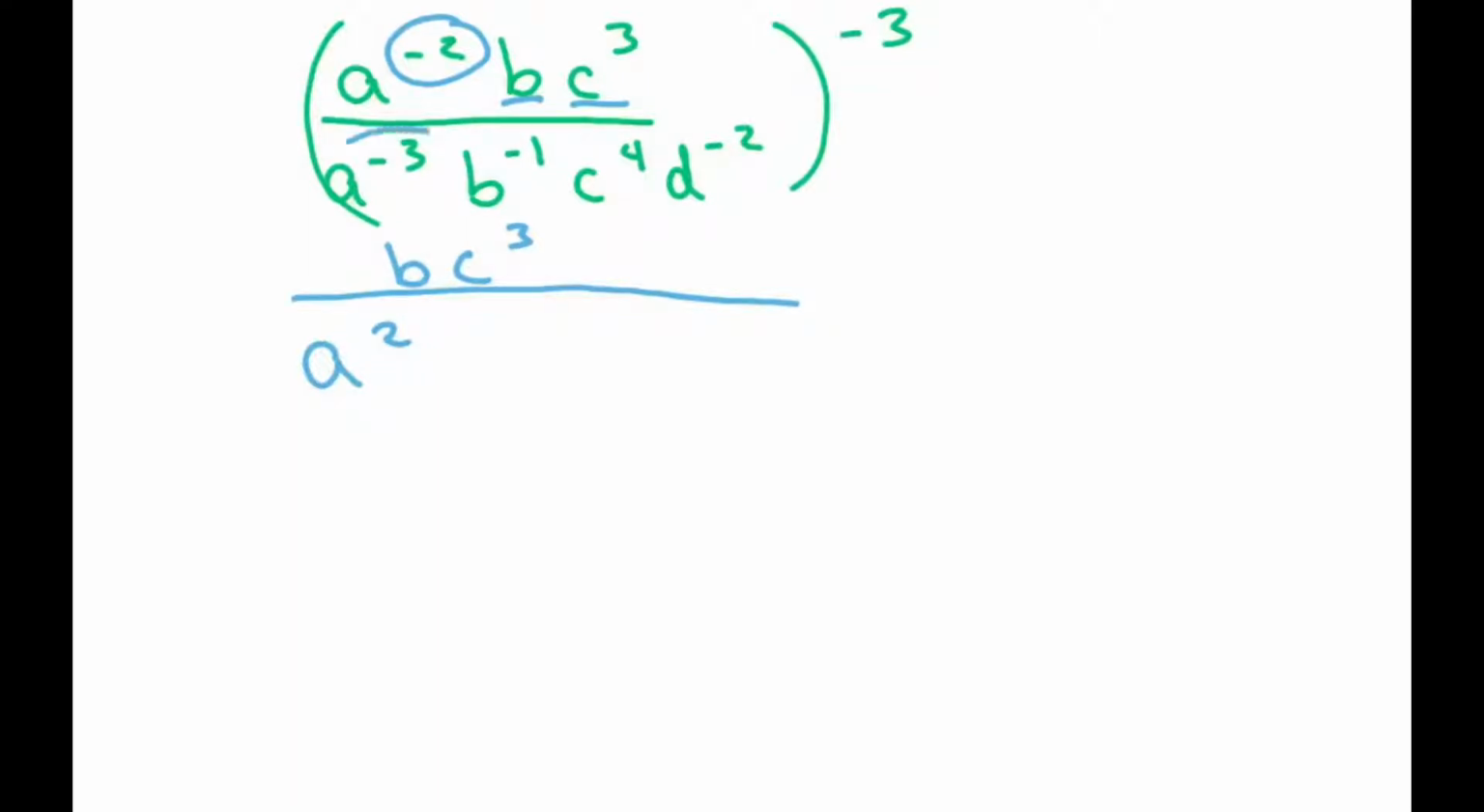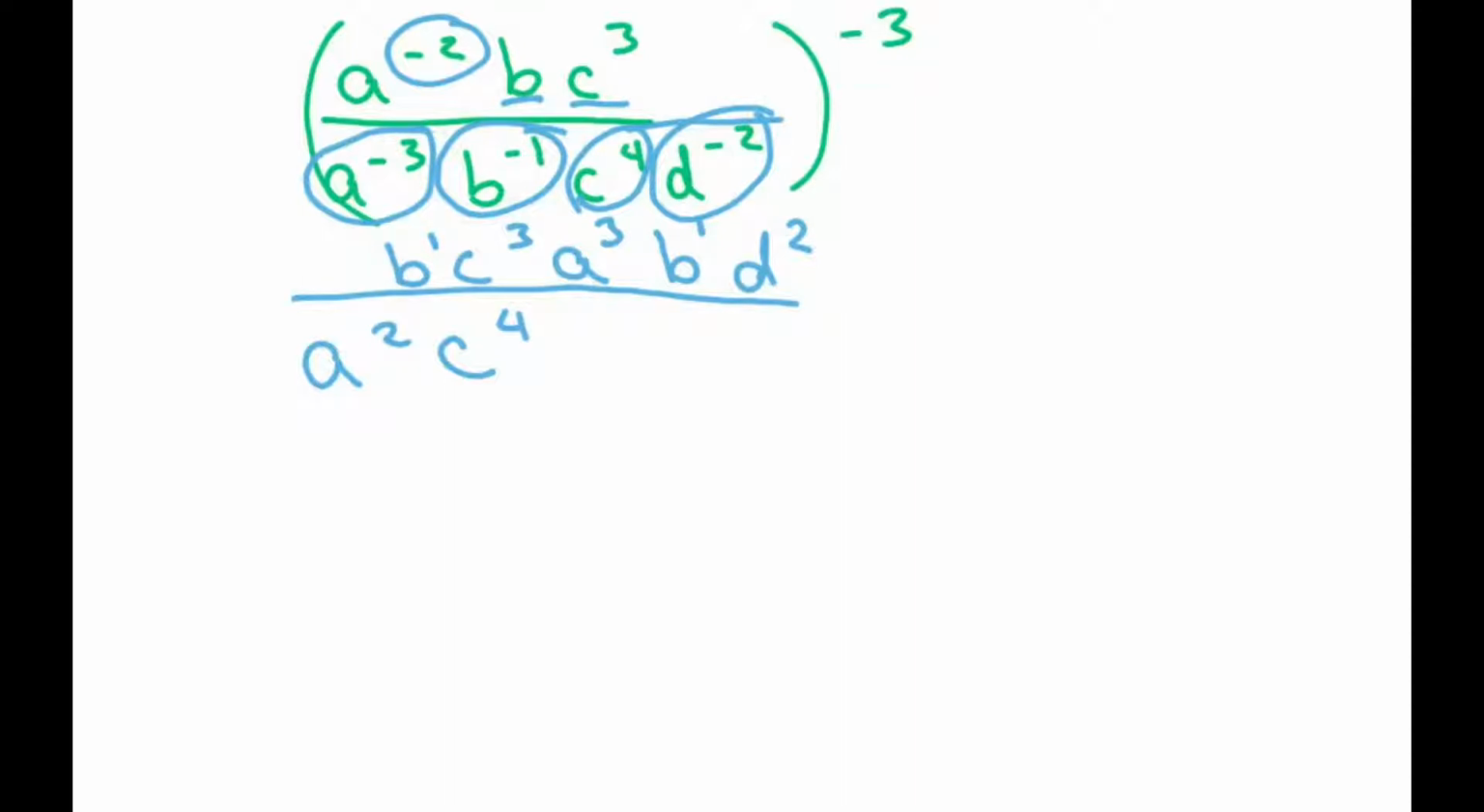Now this negative is in the denominator, so I'm going to move him to the top and take away the negative. This one's negative, so I'm going to move him to the top and take away the negative. That would just be b. You can put the 1. That would be a 1. This is positive, so I keep him in the denominator. The d to the negative 2 is in the denominator, so I'm going to move him on top and take away the negative.